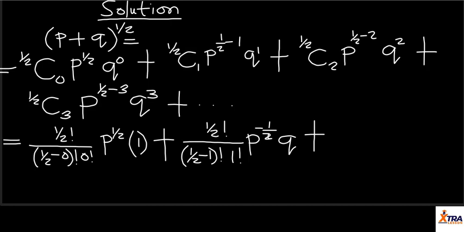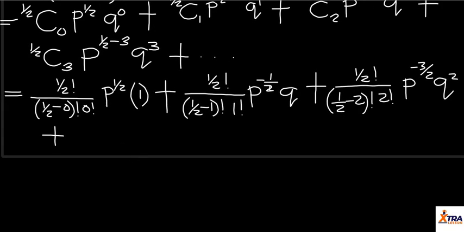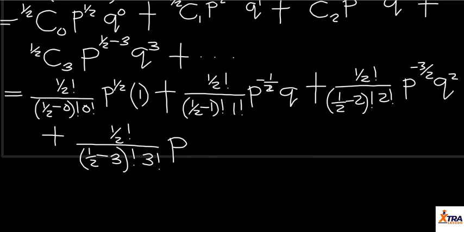We have plus 1 over 2 factorial over 1 over 2 minus 2 factorial, 2 factorial. And I have p, 1 over 2 minus 2, which is minus 3 over 2, then q squared. Moving on, we have plus the final term that we're taking, which is 1 over 2 factorial over 1 over 2 minus 3 factorial, 3 factorial. Here we have p raised to the power minus 5 over 2, q raised to the power 3.